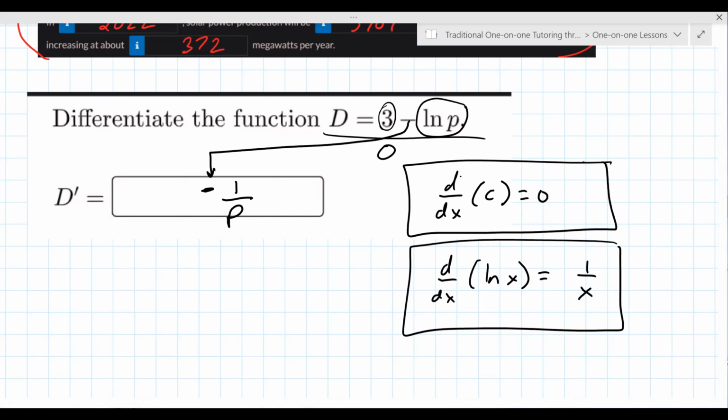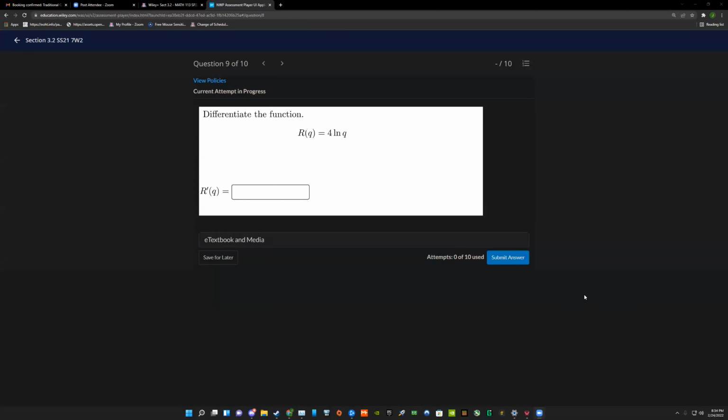And here are the last two. All right, let me share my screen.